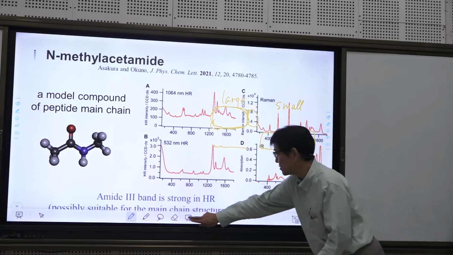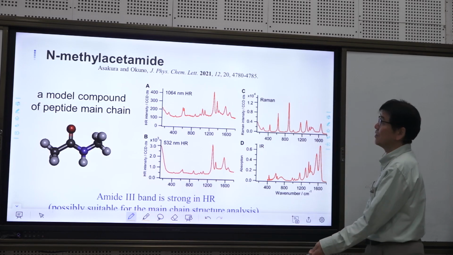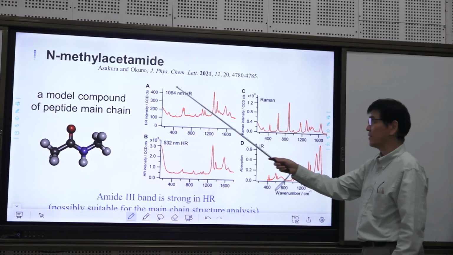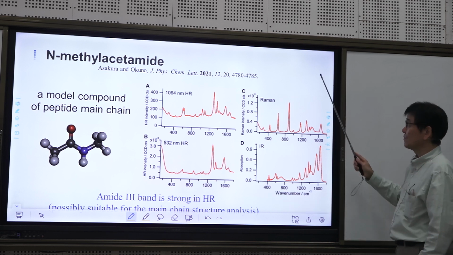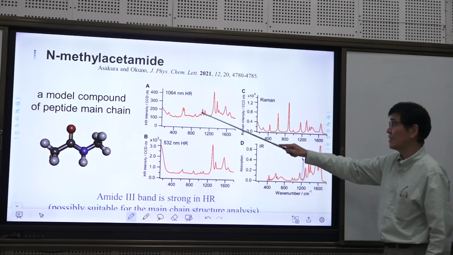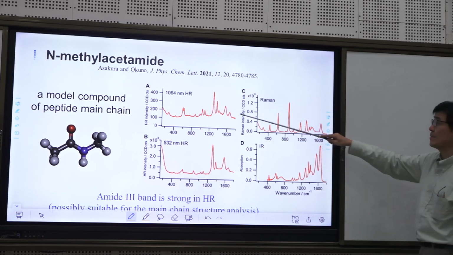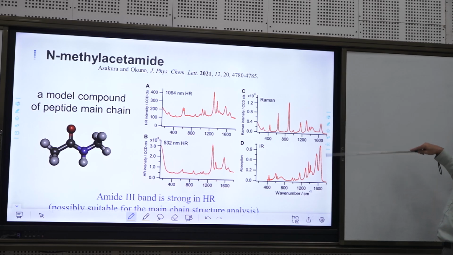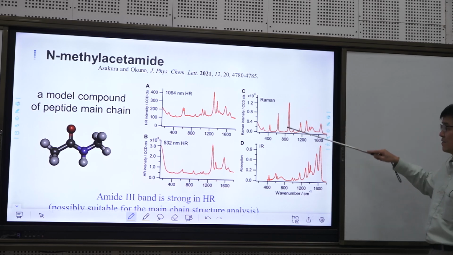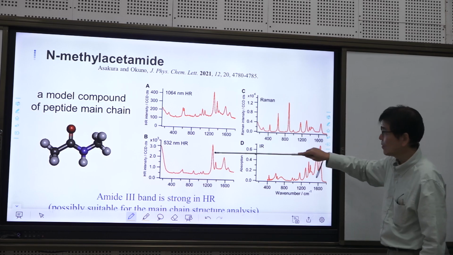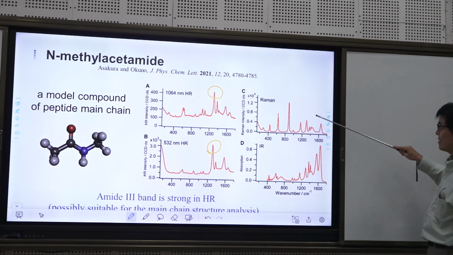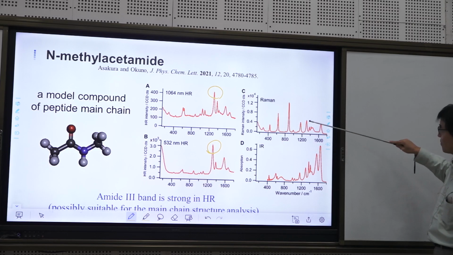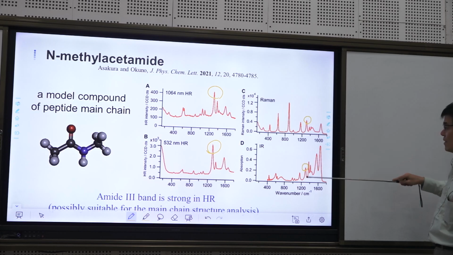Also, I introduced this a few days ago. This is another example of non-resonance hyper-Raman spectroscopy. The hyper-Raman spectral intensity pattern is different. Peak position is comparable, but intensity pattern is different. So, the amide 3 band is large in hyper-Raman, and this is small, or not the largest, in IR and Raman.